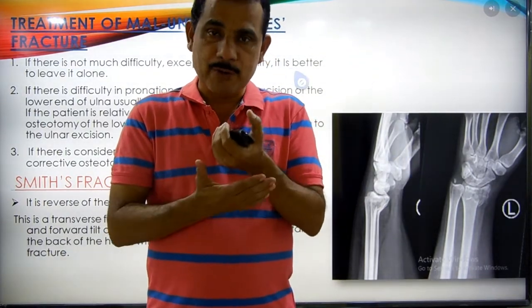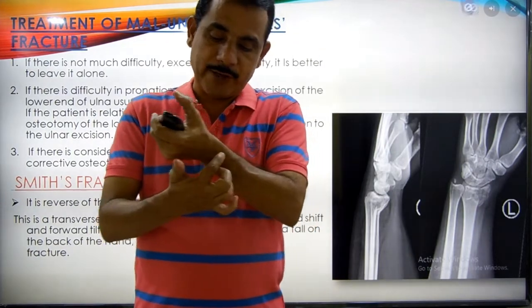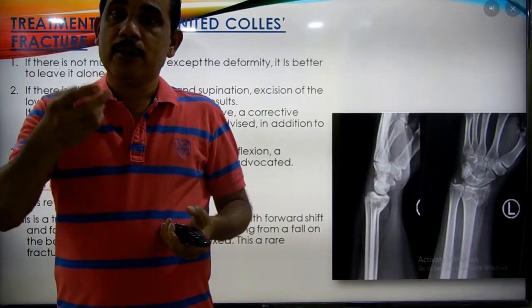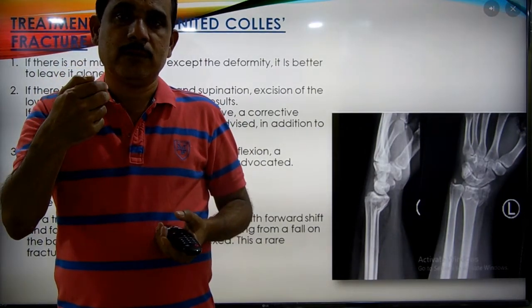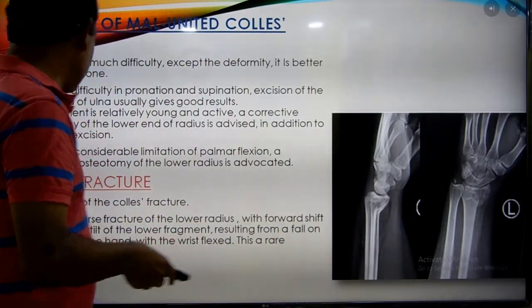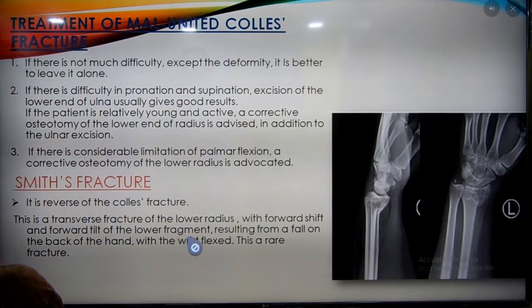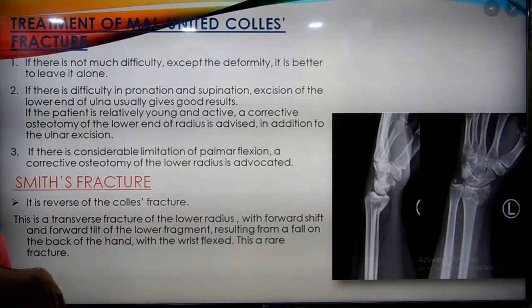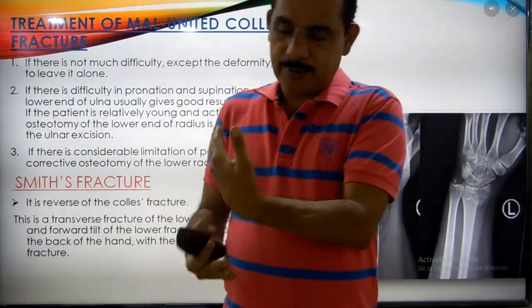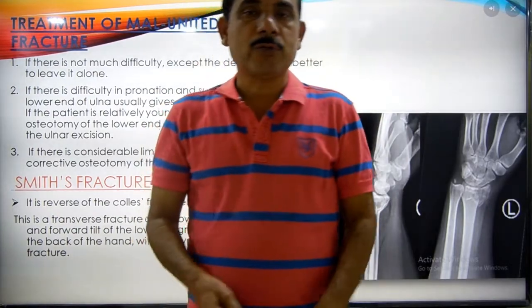When the person falls on the back of the hand, it causes the fracture of the lower end of the radius and causing the forward tilt of the lower fragment, resulting from the fall on the back of the wrist with the flexion. Isn't it? So this is the Smith fracture.